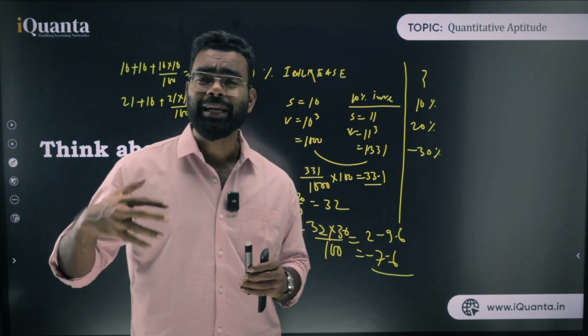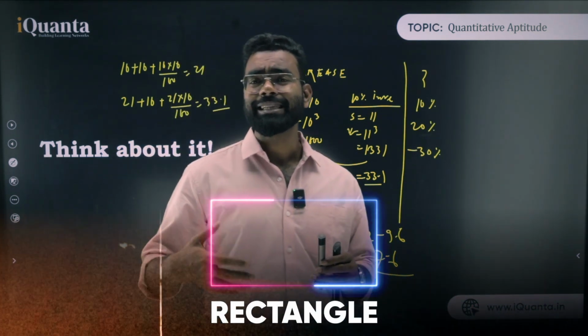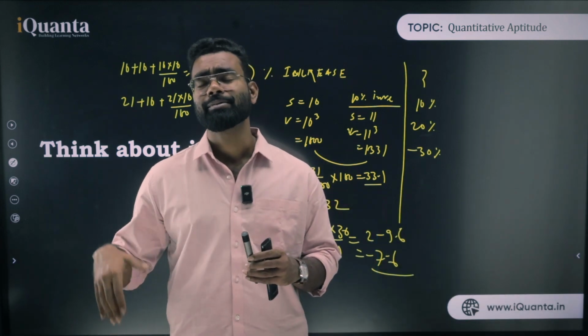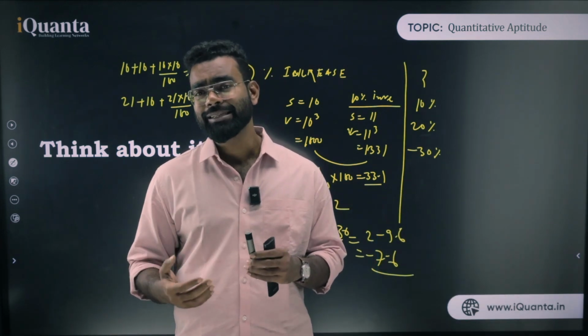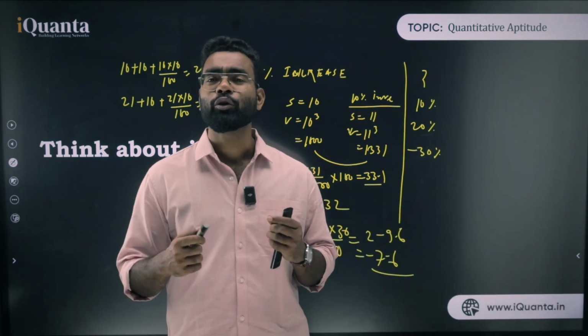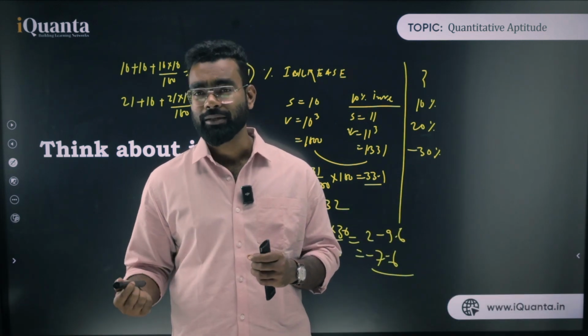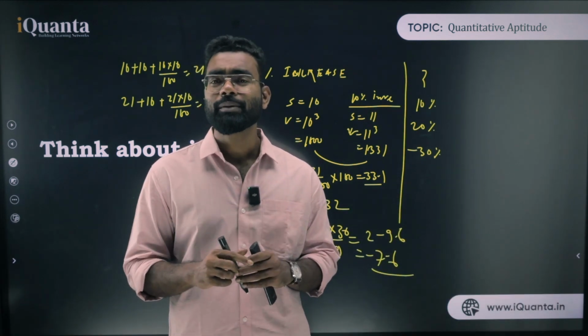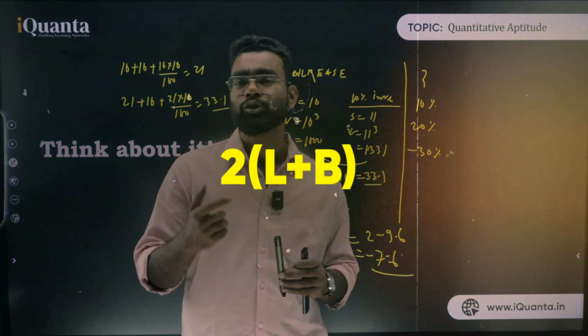But think about some case like a rectangle, where let's say the length is increased by 10% and the breadth is increased by 20%. In that case, the answer cannot be determined. Why? Because we don't know exactly the value of length or breadth, because this is the addition form. What is the perimeter of a rectangle? It is twice into L plus B.